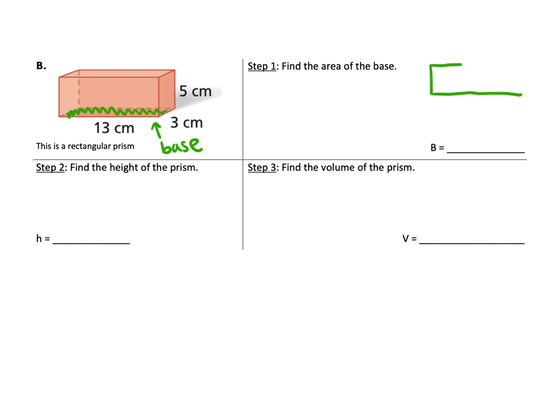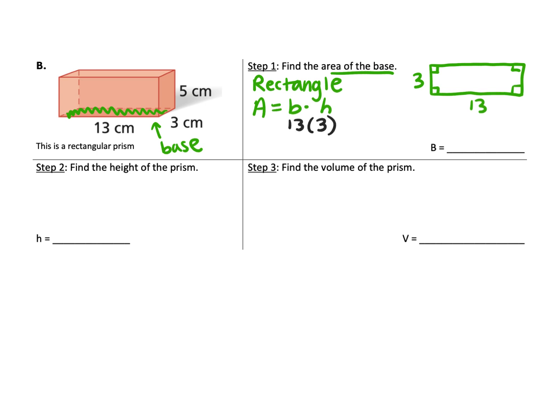So you can see the rectangle on the bottom is 13 centimeters by 3 centimeters. And the area for a rectangle, if you go back to your formulas from Unit 9 or in the 10.5 Day 1 notes, you'll see the area of a rectangle is just base times height. Here, the base and height are 13 times 3. So 13 times 3 is 39. So the capital B, the area of my base, is 39 centimeters squared.